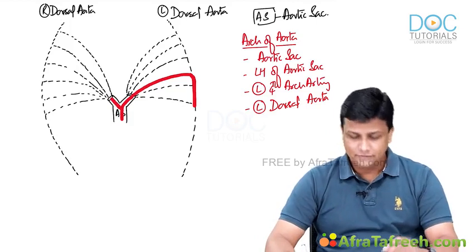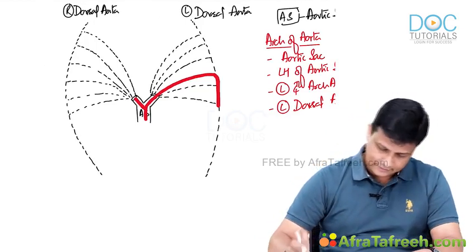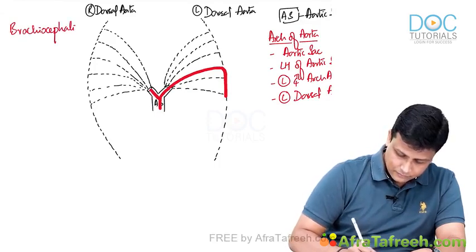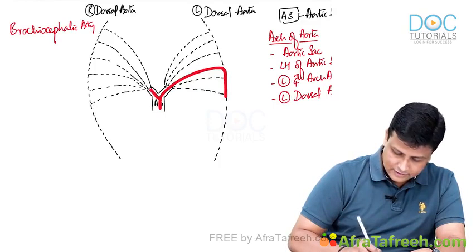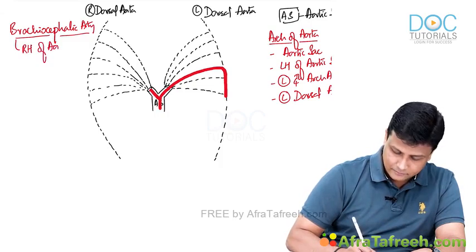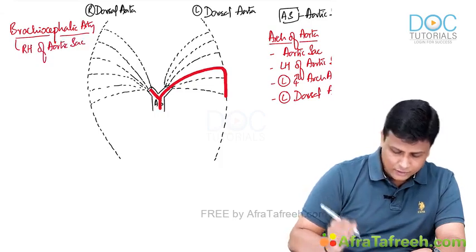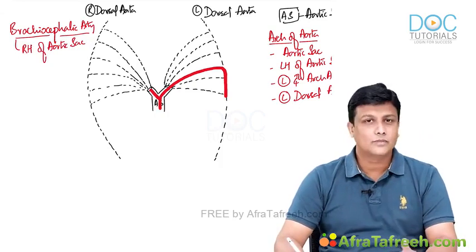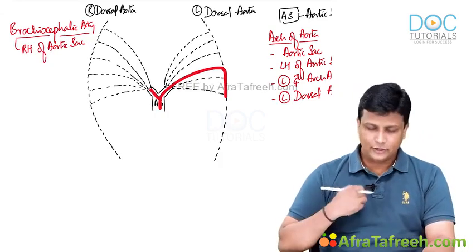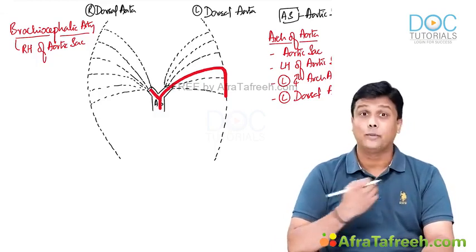Brachiocephalic trunk is derived from where, sir? The right horn of the aortic sac. So let me just write down here. Brachiocephalic artery, this is the one which will be derived from where? It's derived from the right horn of the aortic sac. That's all. Only the right horn of the aortic sac. Perfect. Now, what is the next branch of the arch of aorta that we have to learn after the brachiocephalic artery? The next one is common carotid.